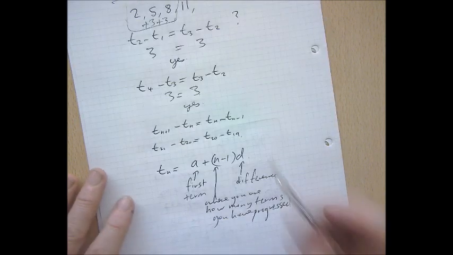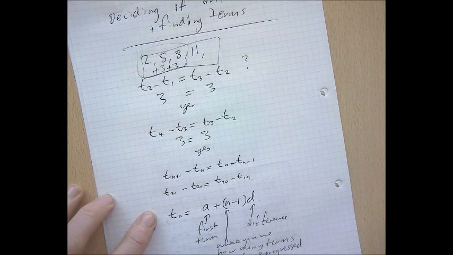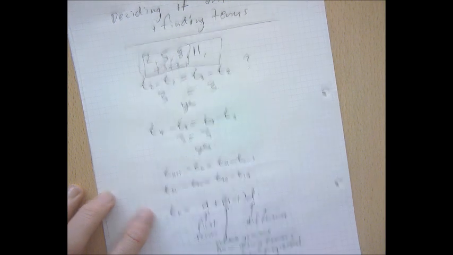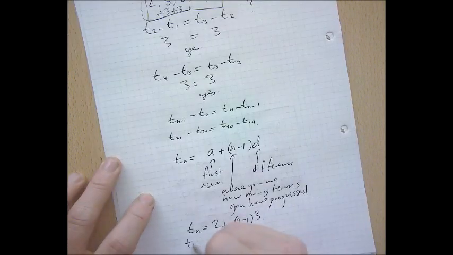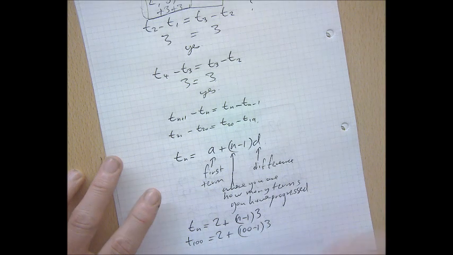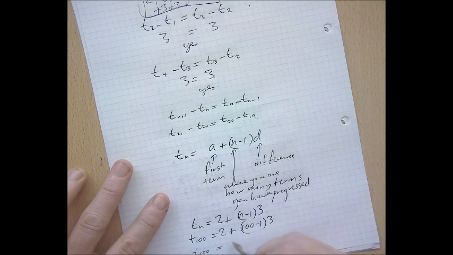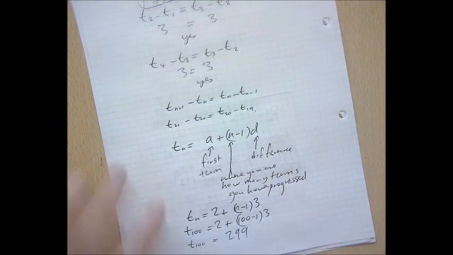Okay, so for example, I can now say for this that Tn is equal to 2 plus n minus 1 times 3. And that can very quickly, for example, tell me the 100th term. You just put 100 where n is. And I think you get, what is it, 299, I think? So that would be the 100th term.